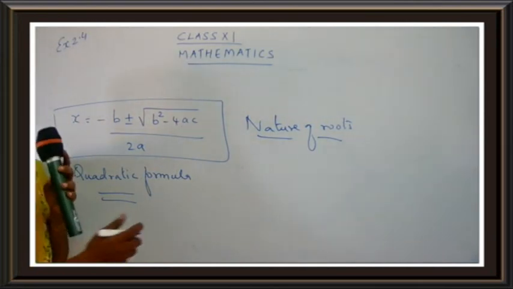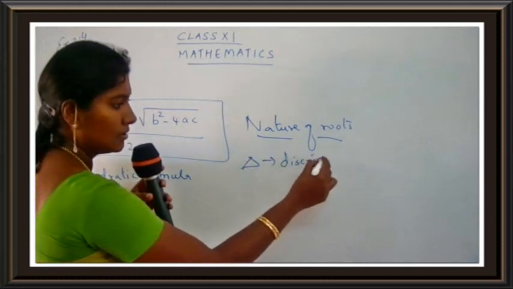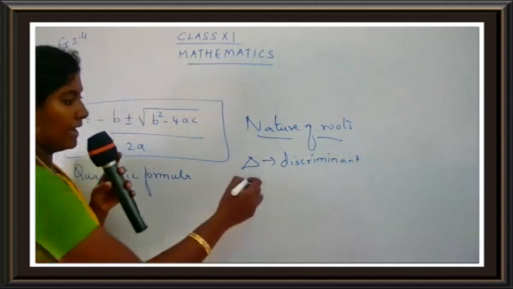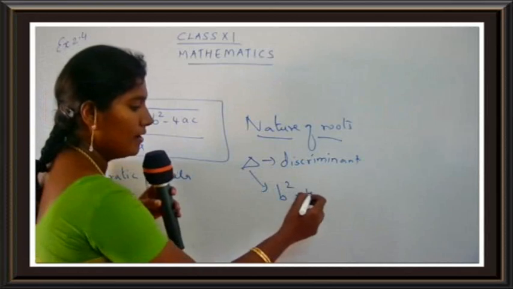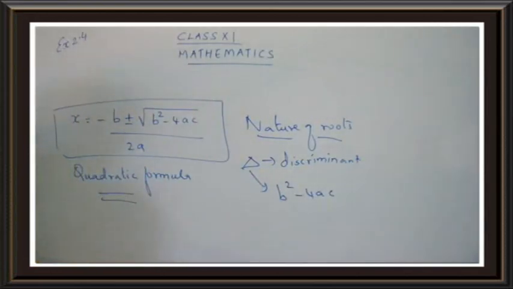First of all, you have to find delta. This delta is called the discriminant. What is this called as? Discriminant. And what is the value for delta? You have to find b square minus 4ac. What is the value for delta, children? B square minus 4ac. Clear?